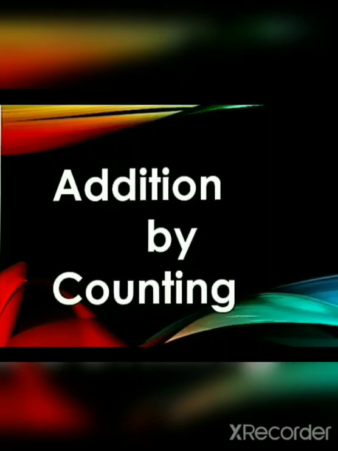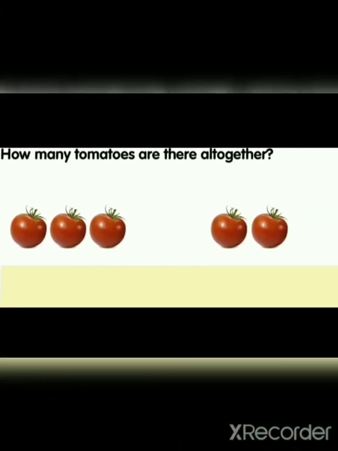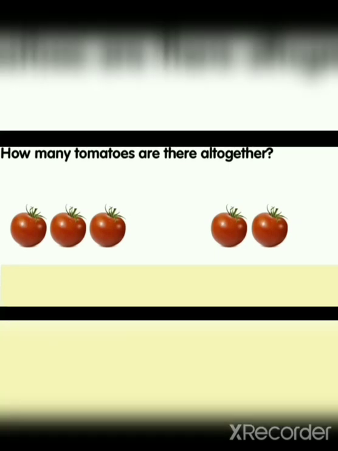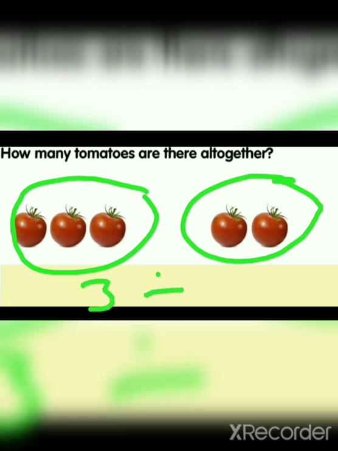Now, we will know one by one. So, let's start the first method, addition by counting. This method we will understand with the help of an example. How many tomatoes are there altogether? You can see there are 3 tomatoes and there are 2 tomatoes. 3 plus 2.